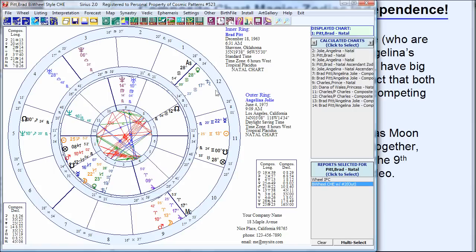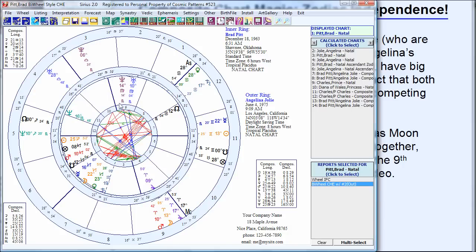So here's the bi-wheel. You'll notice in the bi-wheel of Brad Pitt in the center and Angelina Jolie in the outside, they have a Mars square Mars. Her Mars, 10 Aries 42, is square his Mars at 10 Capricorn 02 with a 40-minute orb. Okay, Mars square Mars.